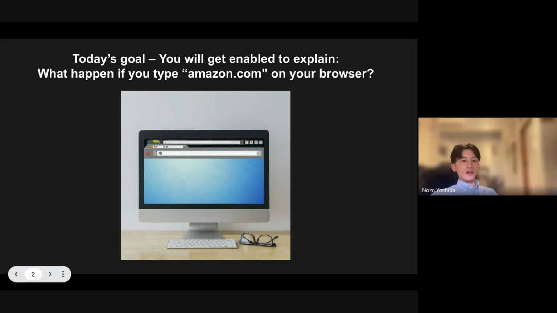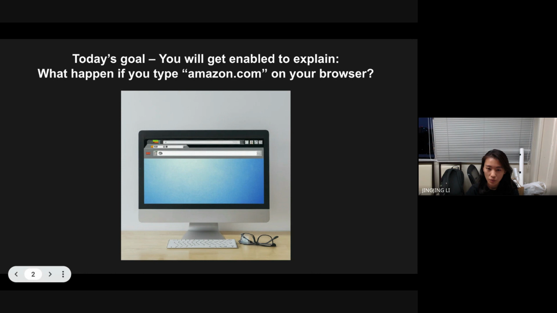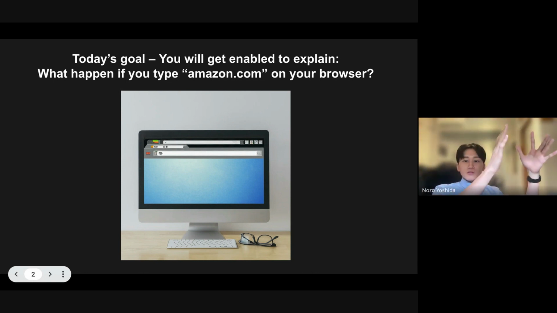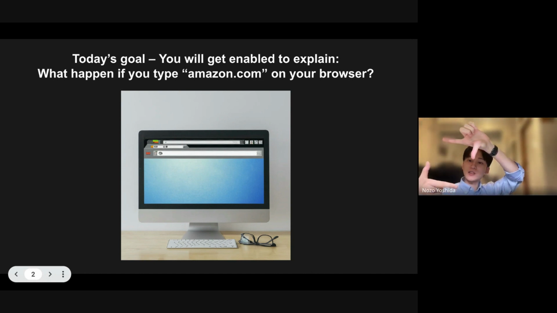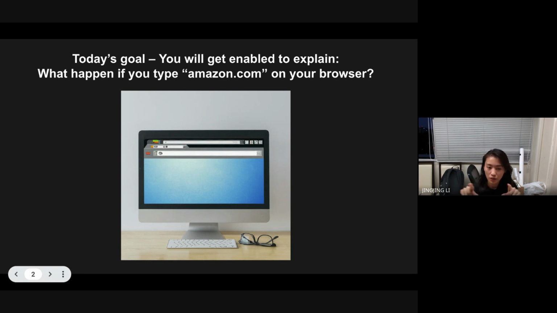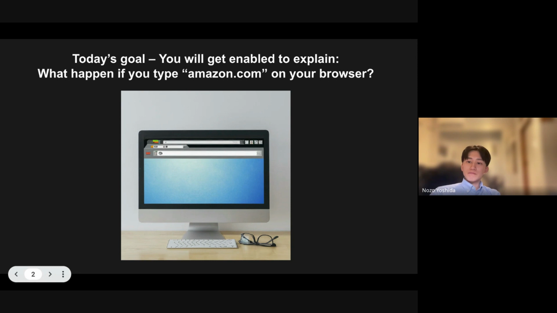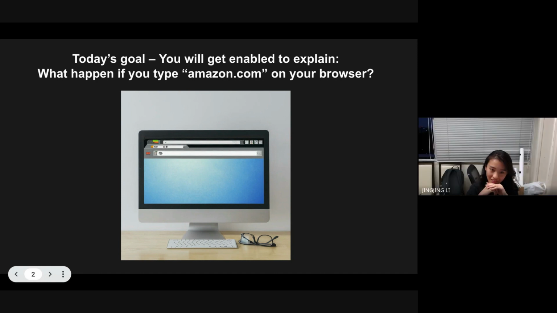Can you imagine what happens computationally if you type Amazon.com on your browser? You mean what happened on the browser? Yes, after typing Amazon.com, until you can see the Amazon.com website screen, what happened between the starting point and ending point? You mean the mechanism bridging both sides? Yes. Maybe you don't know yet? Yes, I think so. I don't know yet.